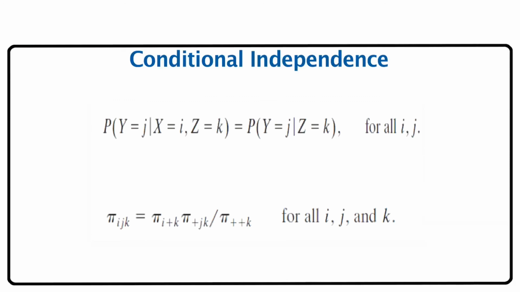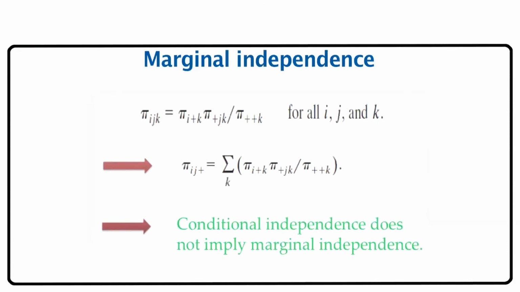So in terms of the pi, this is pi ijk equal to pi i+k into pi +jk by pi ++k for all ijk, where the pluses indicate that I have summed over the corresponding variable. I can also introduce the concept of marginal independence, which says that pi ij+ is equal to pi i++ into pi +j+ for all ij.